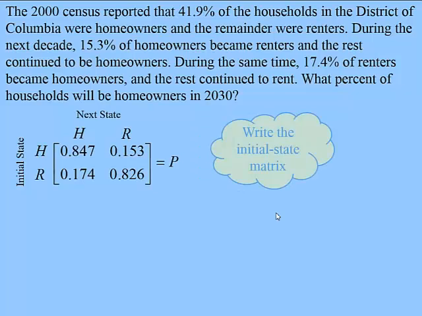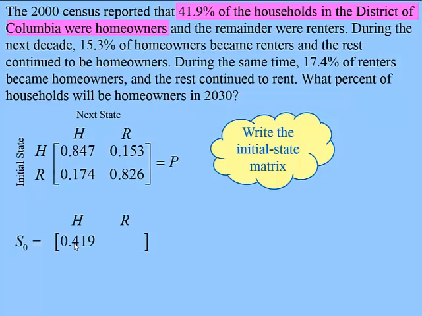How about the initial state matrix? Again, we want to keep things in order. Homeowners and renters. In the beginning it says 41.9% were homeowners. That is the number in the H spot. The rest, meaning 58.1, were renters.